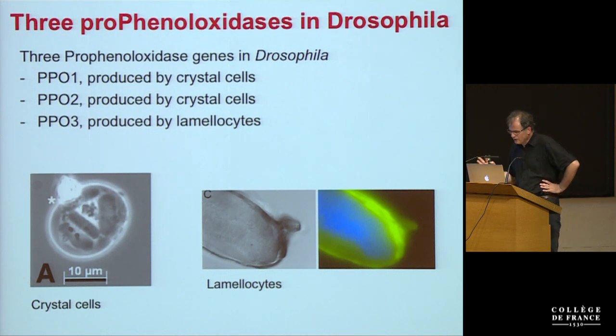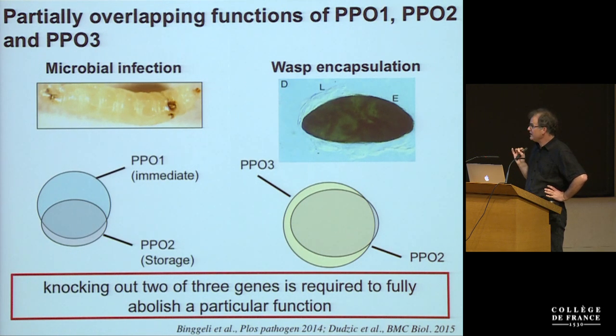I will go very briefly, and I decided to skip most of the details of our work, but our work has shown that each PPO has a specific function. And interestingly, we need to delete two of them to delete a particular function. So here you see melanization after injury. This is the hemolymph, if you want, the blood melanization that takes place when you challenge a larva. And we have seen that PPO1 and PPO2 are required. Only the double mutant shows no melanization. PPO1 is the first source of defense, but PPO2 is a storage. It is found in the crystals.